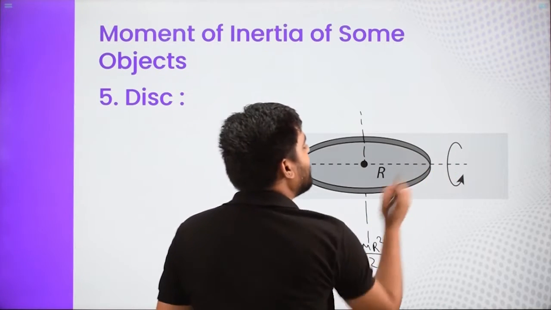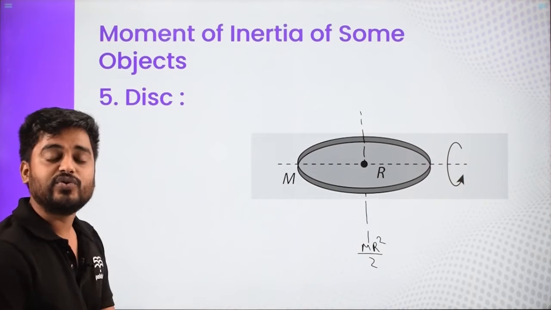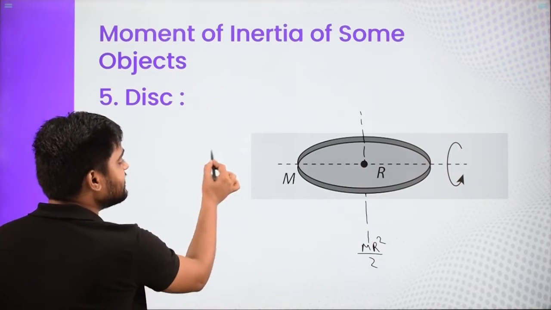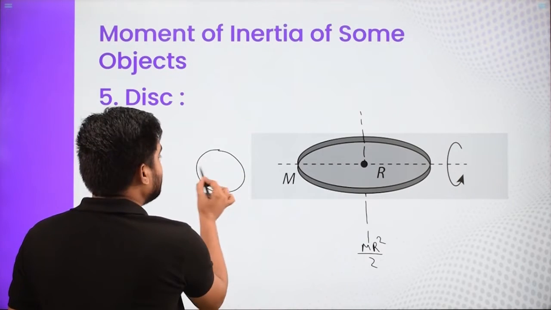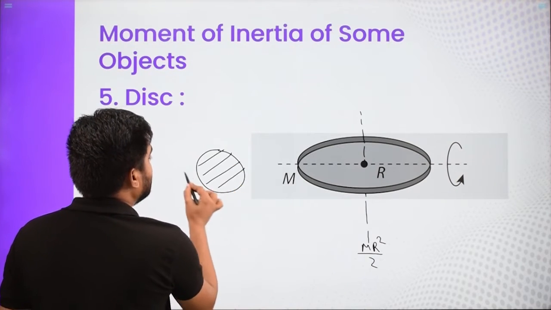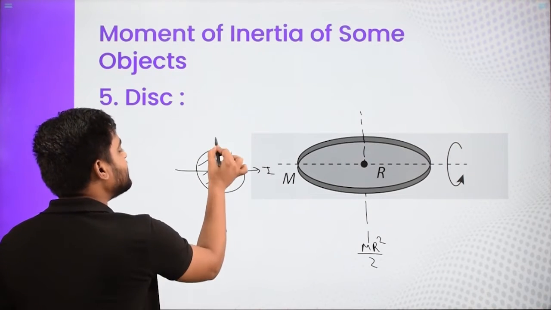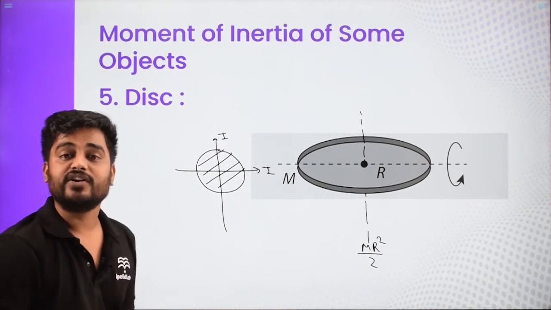Now moment of inertia about this axis. Again, I am going to do the same logic which we did with the ring. So this is the top view of the disc. I'll say this is a disc. If moment of inertia about this axis is I, then moment of inertia about this axis is also going to be I due to symmetry.